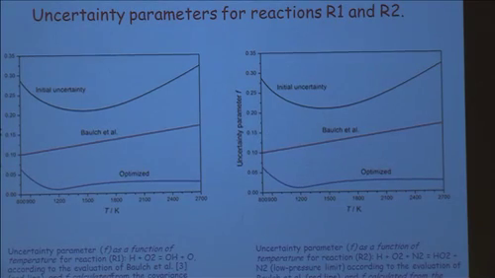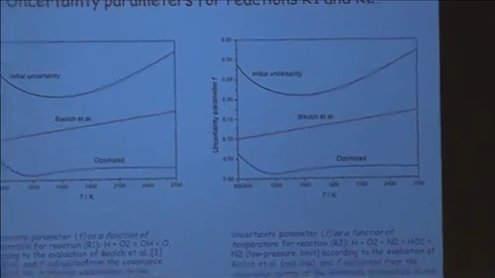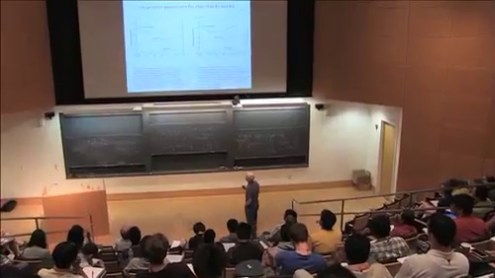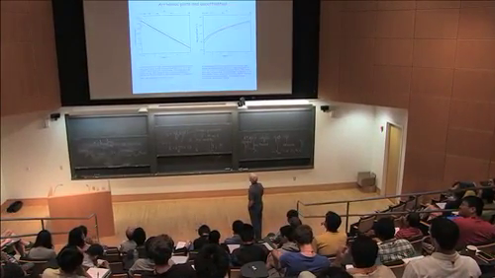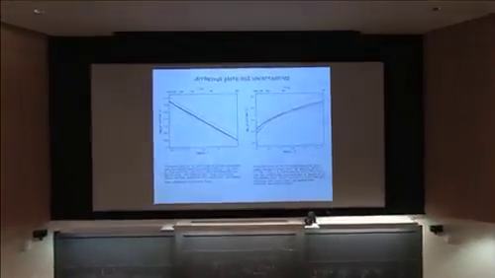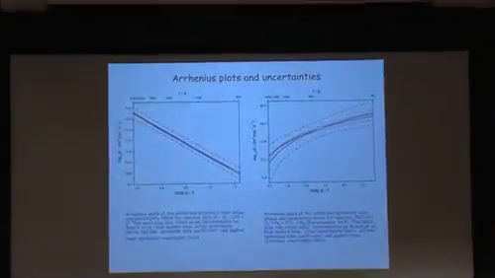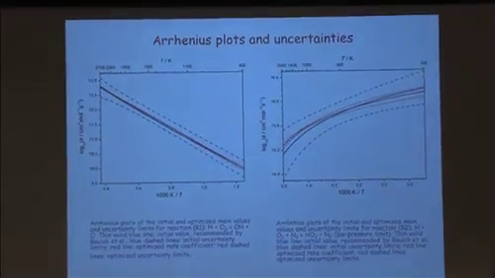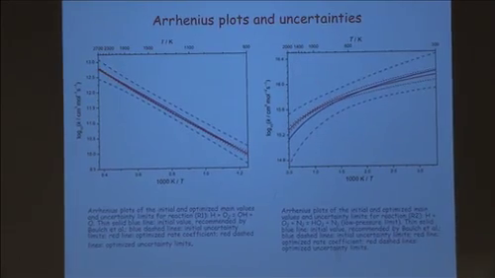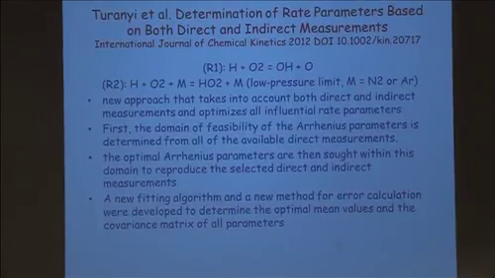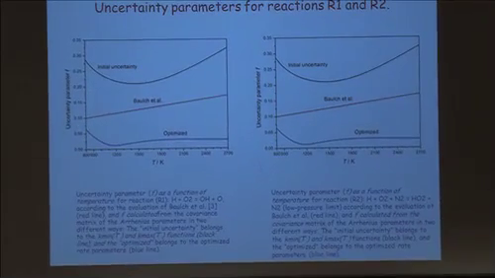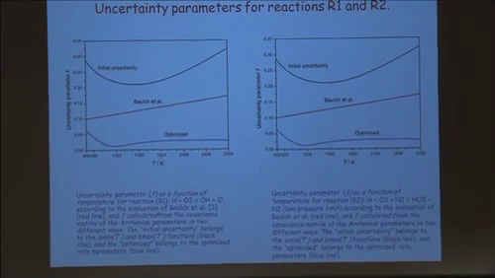What were the uncertainties before? Well, I'll show you that now. So the other set over here, which is somewhat clearer, is for H plus O2 plus M. And this is specifically for the low pressure limit. Okay, so this is H plus O2 forming OH plus O.